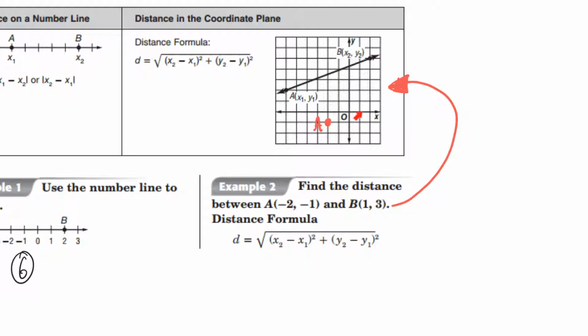So over 1, up 1, 2, 3. And 1, 2, 3 is right here. And what I want to know now is how long this is.